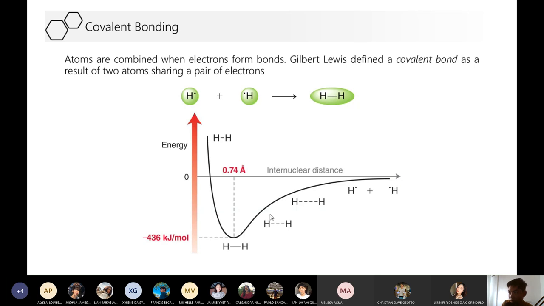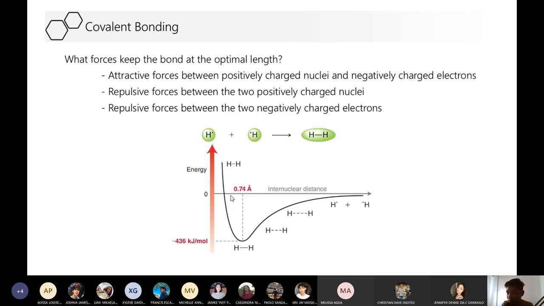Okay? Magsasama sila to form the covalent bond. However, the closer you push the atoms together, pag pinagdikit mo pa sila lalo, what will happen to the energy? It will increase exponentially. Bakit, no? Kasi pumapasok na yung repulsion forces, no? So the closer you push the atoms together, the two nuclei become closer together, and that causes repulsion, no?